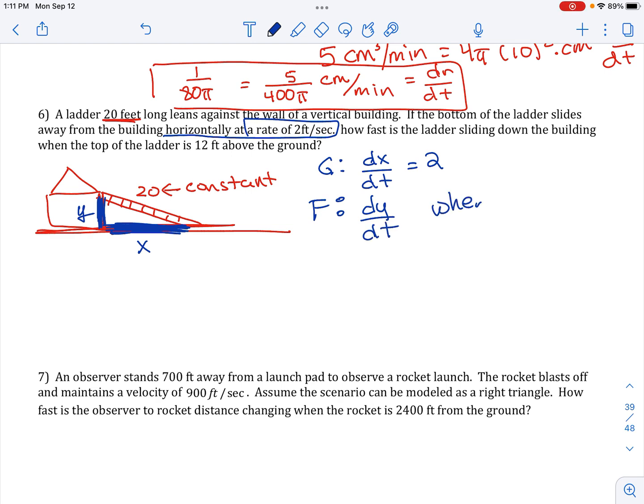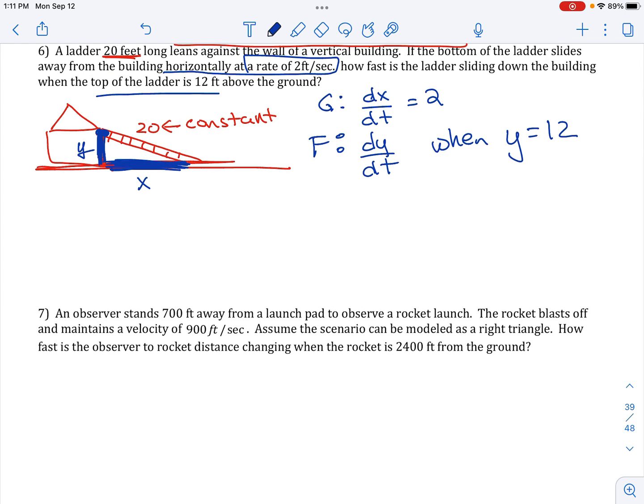When the top of the ladder is 12 feet above the ground. So when this is exactly 12 feet up here. So when y is exactly 12. Okay, after we find the given and the find, set up an equation that relates all these variables.